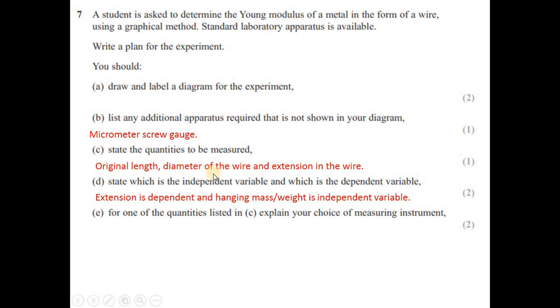So we can say that we use a micrometer screw gauge to measure the diameter because of the precision, or the least count, or the resolution of the micrometer screw gauge, which is 0.001, quite appropriate for measuring this type of measurement.